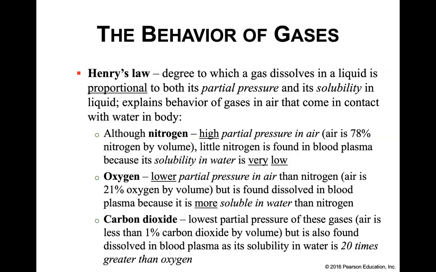Oxygen, on the other hand, which has a lower partial pressure in the air than nitrogen, about 21% by volume, is found dissolved in blood plasma because it is more soluble in water than nitrogen. And carbon dioxide, which has the lowest partial pressure of these gases, less than 1% in atmospheric air by volume, is also found dissolved in blood plasma as its solubility in water is 20 times greater than that of oxygen.